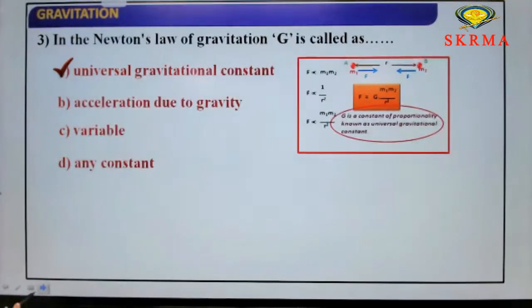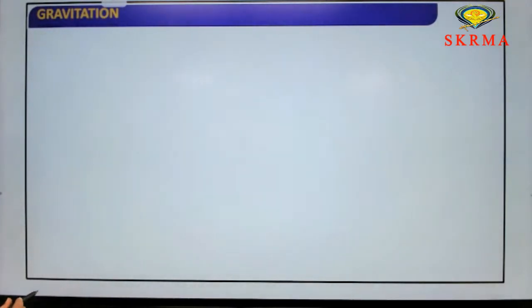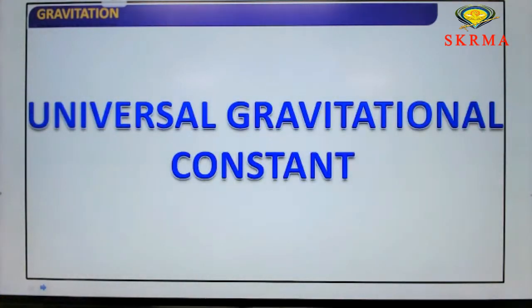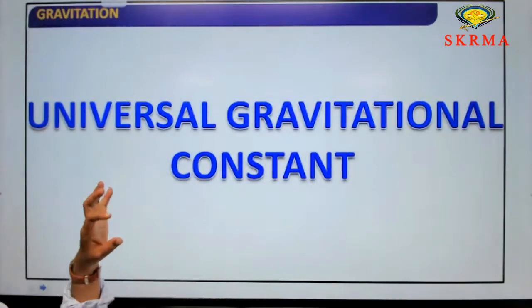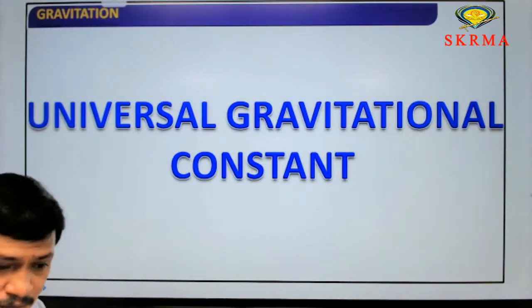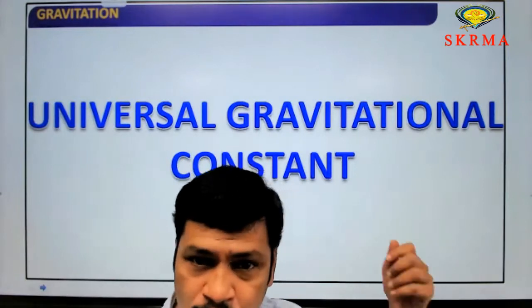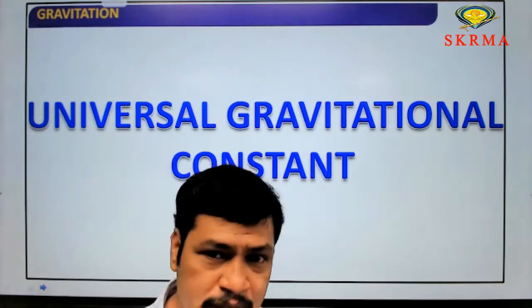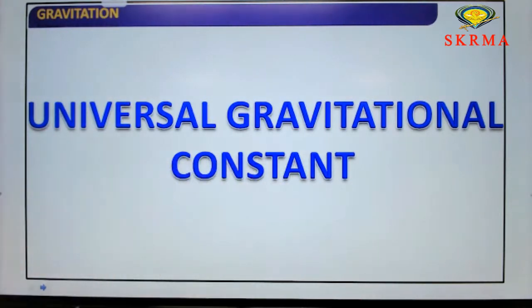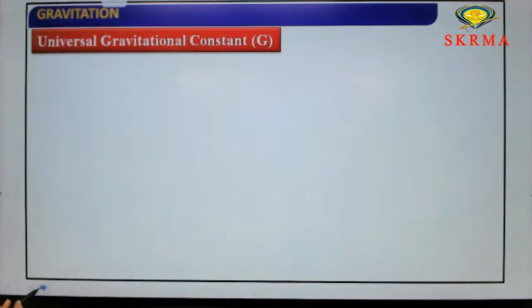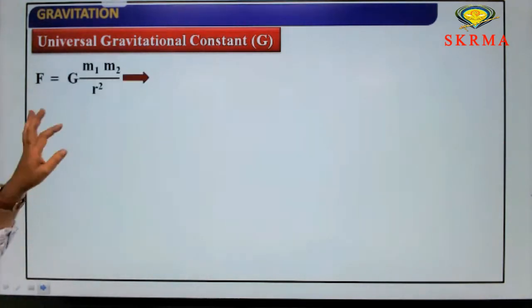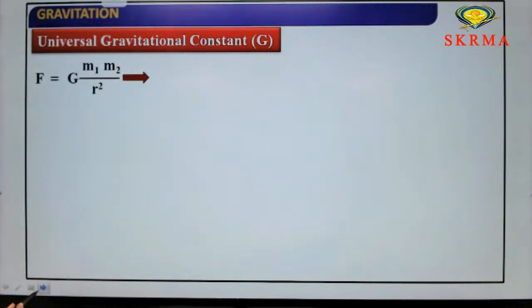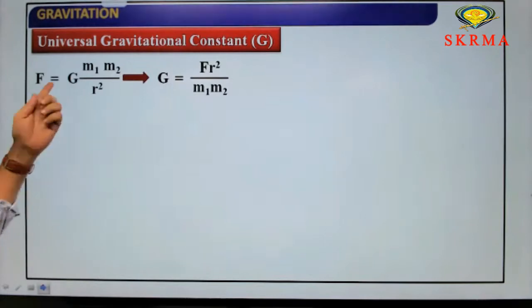This is the basic equation we derived in Newton's gravitational law. Now we have to discuss the gravitational constant also, because they often ask about the dimensional formula as well as the units of constants. So we have to discuss the dimensional formula for the gravitational constant and its units. Universal gravitational constant: F equals G m1 m2 by r square. If you rearrange this equation for G, you can write F r square by m1 m2.